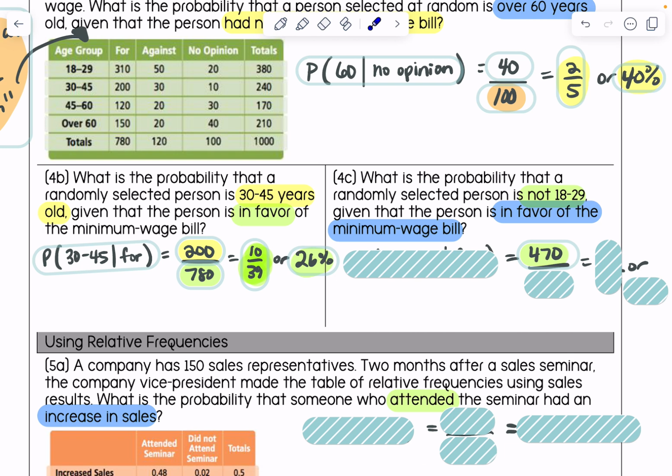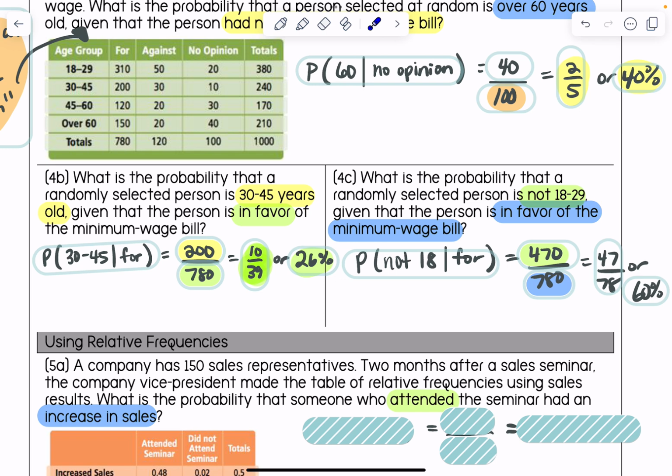4C. What is the probability that a randomly selected person is not 18 to 29, given that the person is in favor of the minimum wage bill? Well, not 18 to 29 means we're not looking at this number. So all the people that are not 18 to 29 are these three numbers. You can add all those up to get 470. Or you can take the total 780 minus the 18 to 29-year-olds. We see this keyword given. That's going to tell us what our denominator is. So we're going to look at the total for people that are in favor of the minimum wage bill, which is 780. That simplified as a fraction is 47/78. Multiplied by 100 is 60%.